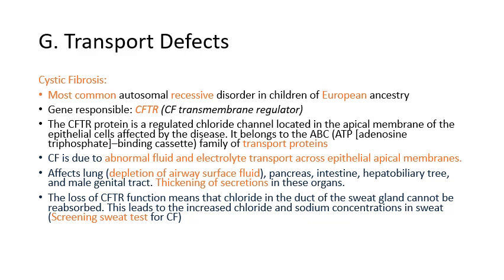There are also defects in transport of proteins, classic example being cystic fibrosis, which is the most common autosomal recessive disorder in children of European ancestry. The gene responsible is CFTR, cystic fibrosis transmembrane regulator. The CFTR protein is a regulated chloride channel located in the apical membrane of the epithelial cells affected by the disease. It belongs to the ABC (ATP-binding cassette) family of transport proteins. Cystic fibrosis is due to abnormal fluid and electrolyte transport across epithelial apical membranes.